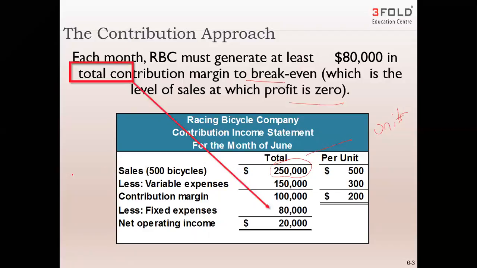Now, it's a very important concept, and almost all businesses would have some sort of break-even analysis. If you're selling iPhones, if you're selling any equipment, cars, you want to know at what volume. Now, in this case, bicycles is the product, but you want to know at what volume you would be able to break even.